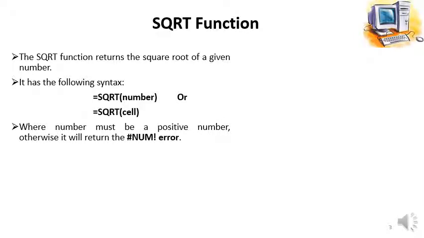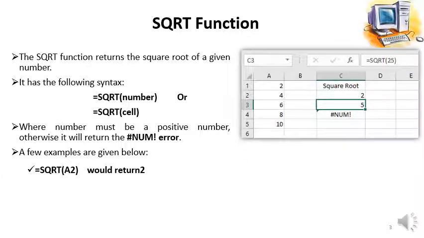Where number must be a positive number, otherwise it will return the #NUM error, because for a negative number the square root cannot be calculated, so the number must be a positive number to find out the square root of any number. A few examples are given below.